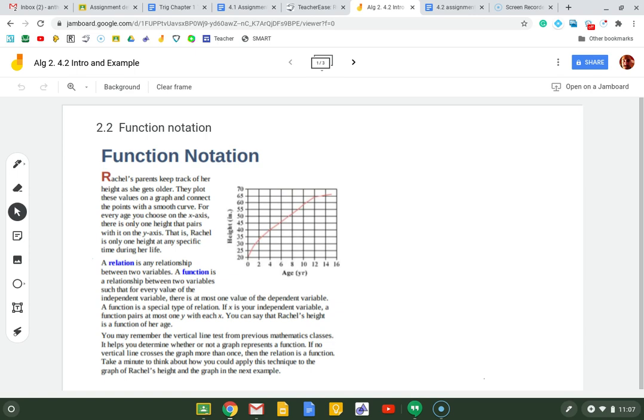Hey everybody, we're going to talk about 2.2 function notation. All right, so we're just going to talk about this example because you may have seen function notation before. But Rachel's parents keep track of her height as she gets older.